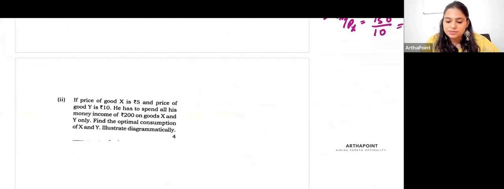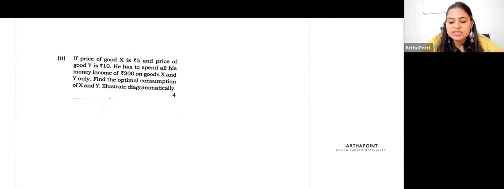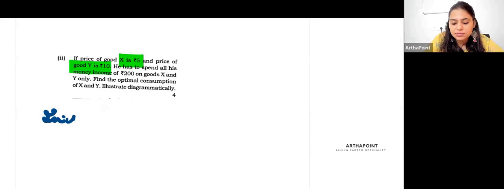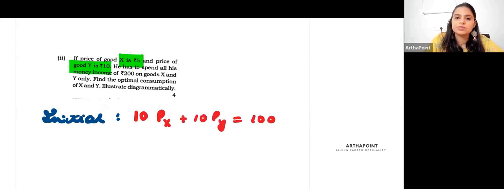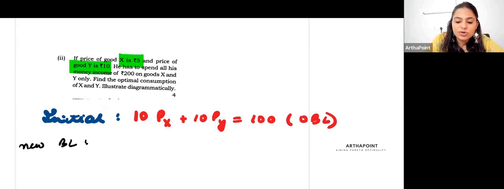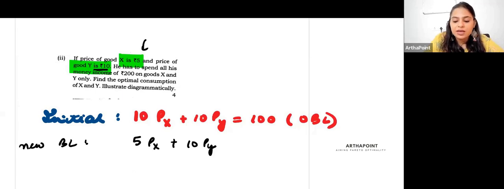So consider this. Price of good X is 5 rupees, so the price of good X is decreasing. Good Y is 10 only, nothing happened to the price of good Y. So initially, my budget line was 10 X plus 10 Y is equal to 100. This was my old budget line. Now it is saying that for the new budget line, the price of good X is 5. So this is 5 X plus 10 Y. He has to spend all his income of 200. This is 200.